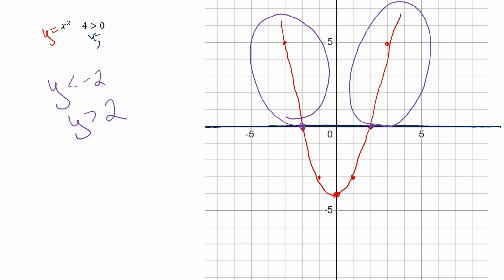And it's not equal to because we want greater than 0, so we want it to be positive. If it was greater than or equal to 0, those two signs would have or equal to's on them as well. But it's just greater than.